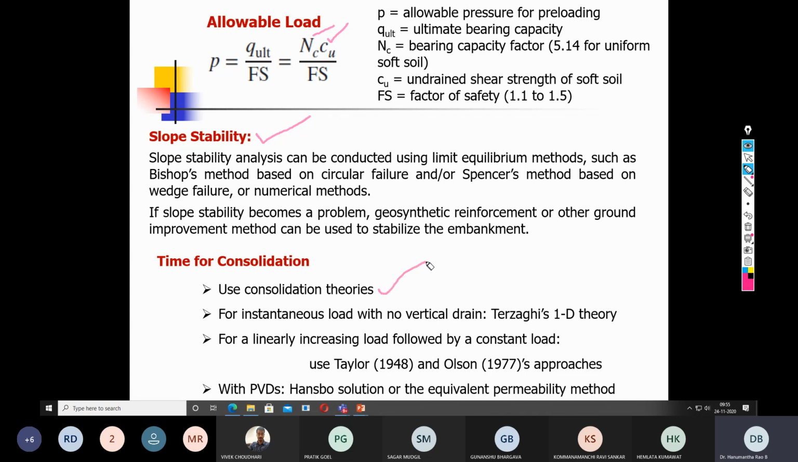The first is to use consolidation theory. If it is instantaneous load with no vertical drain, then go for Terzaghi's 1D consolidation theory. If it is a ramping load, that is, the load is increased linearly followed by constant load, meaning you stop, then try to use Taylor's equation or Olson's approach. In case, instead of sand drains, you are using the PVD, then go for Hansbo solution, or alternatively use the equivalent permeability method for calculating the time for consolidation.